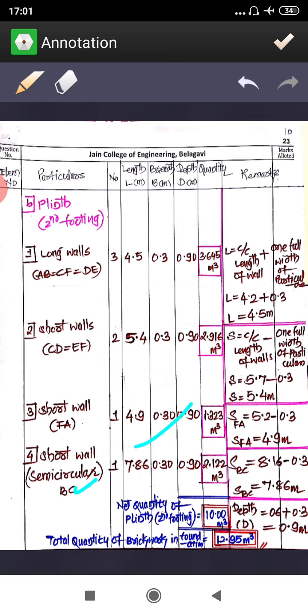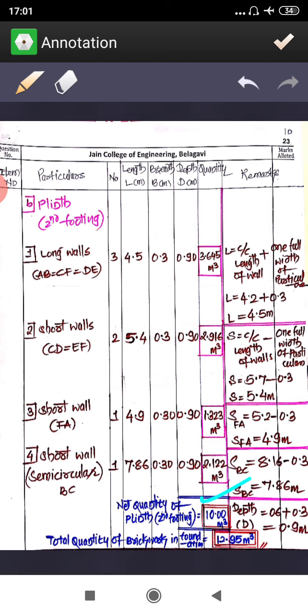Now altogether if you add this second footing or plinth quantity, you will be having 10 meter cube. So this is 10 meter cube, and the first footing is of 2.95 meter cube. Altogether, see here, having the total quantity of brickwork in foundation is 12.95 meter cube.